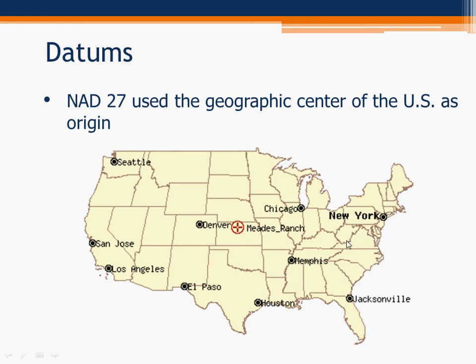So that origin point, that datum, in 1983 is based on the center of the Earth, versus 27, which was based on this less accurate Meades Ranch, Kansas. And of course that being the geometric center of the lower 48 was the thinking behind establishing that as the original datum.